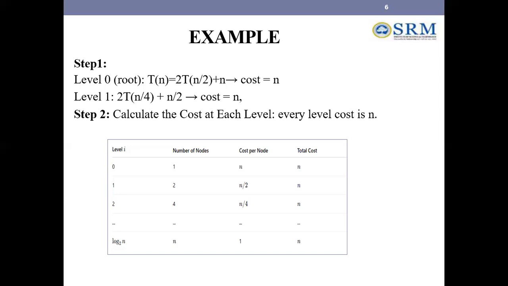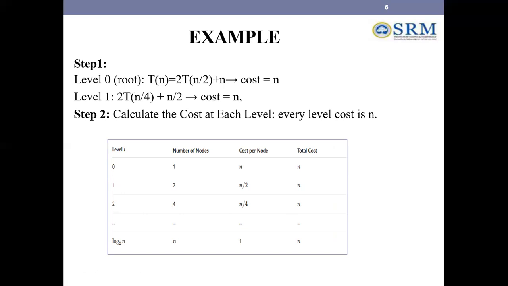Now calculate the cost at each level. Every level's cost is n. For example, see the table. Level 0: number of nodes 1, cost per node n, total cost n. At the next level, we have two subproblems of size n by 2, so the total cost will be n. Again, that is divided into four subproblems of size n by 4. This division process is repeated till we have a single element.